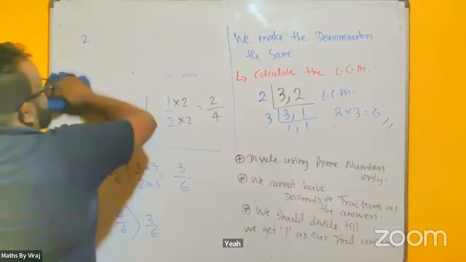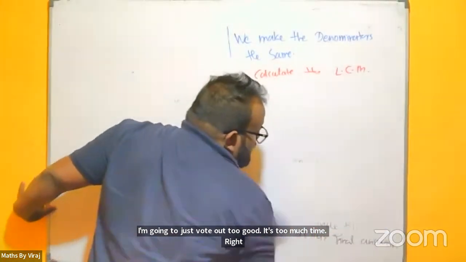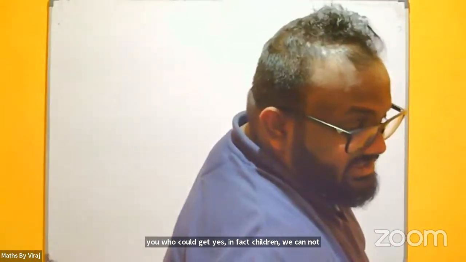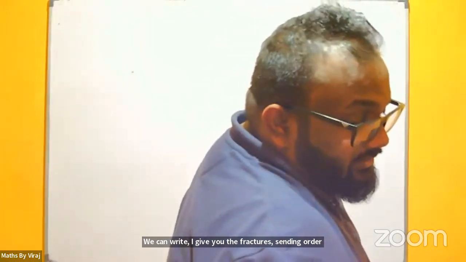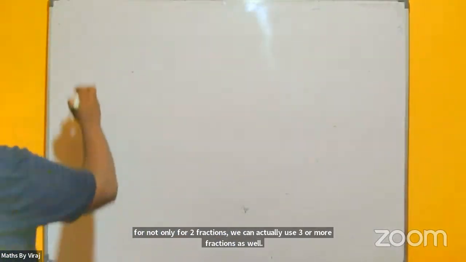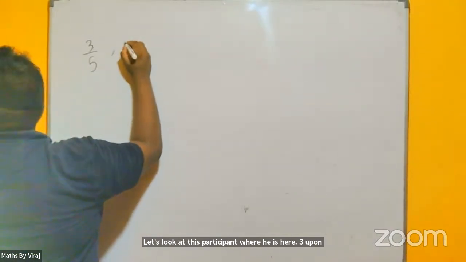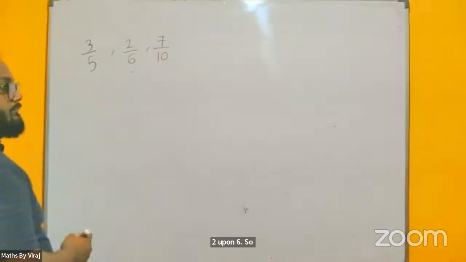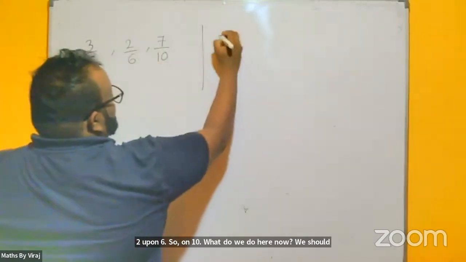Now let's look at this particular question again. Very simple and very easy question. For those of you who couldn't get the answer, in fact, children, we can write fractions in ascending order, not only for two fractions, but we can actually use three or more fractions as well. Now let's look at this: 3 upon 5, 2 upon 6, 7 upon 10. What do we do here now?